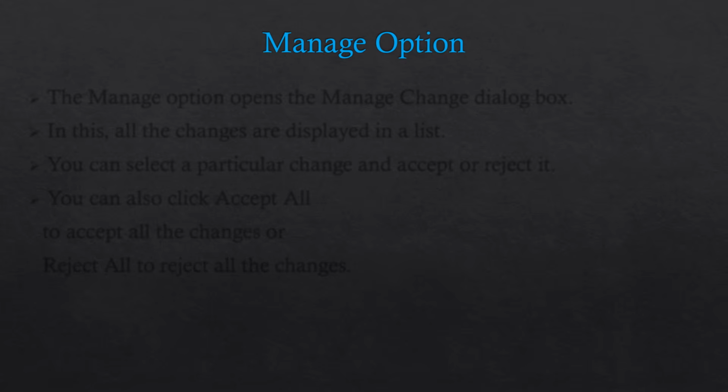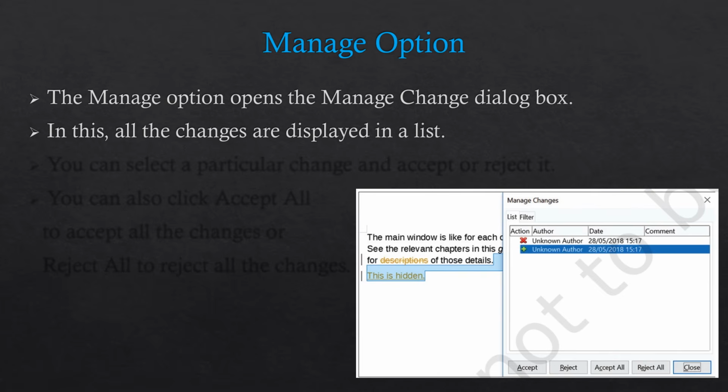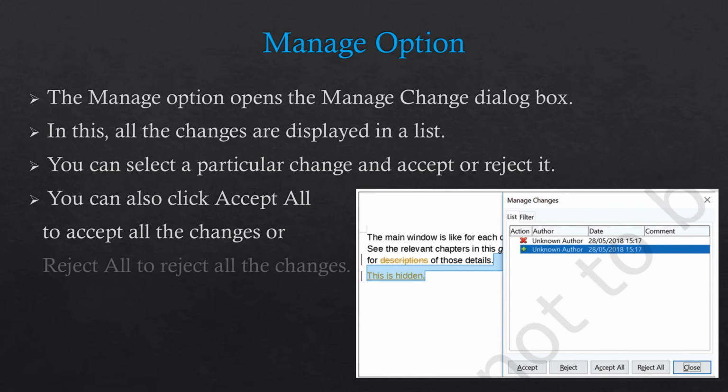When you click on the Manage option, the Manage Changes dialog box opens up. It will help you to accept or reject changes in an easy way. How? The changes will be displayed in a list. So you can select any particular change and accept it or reject it accordingly. So this is how you can easily accept or reject the changes using the Manage option.